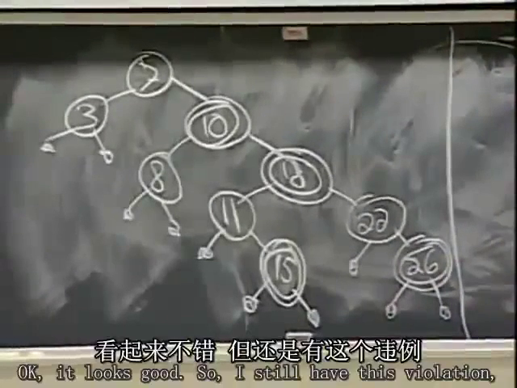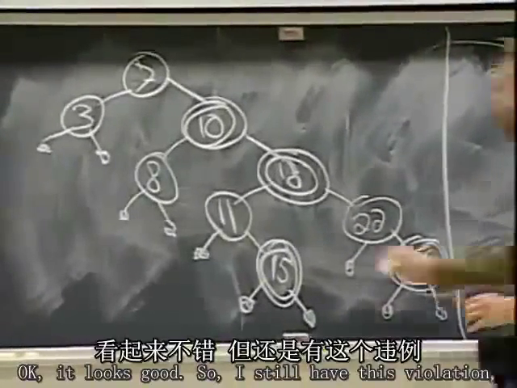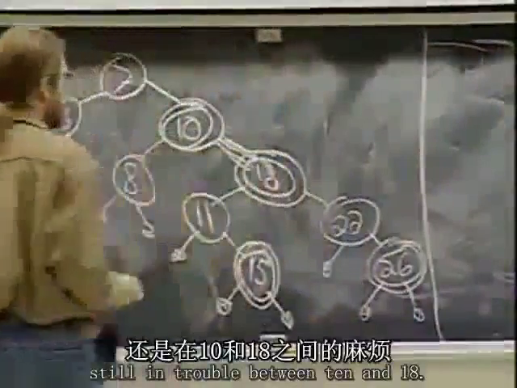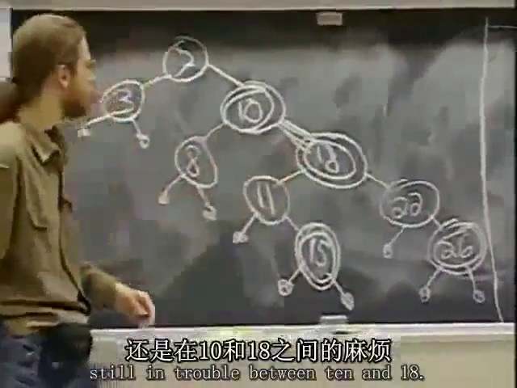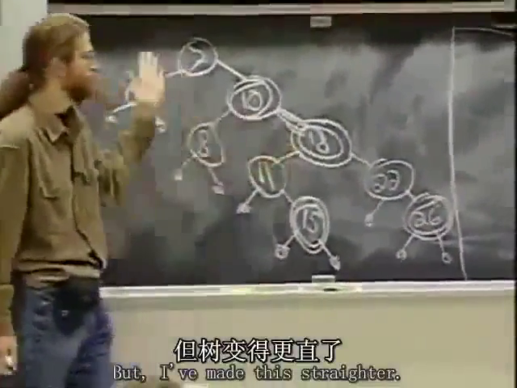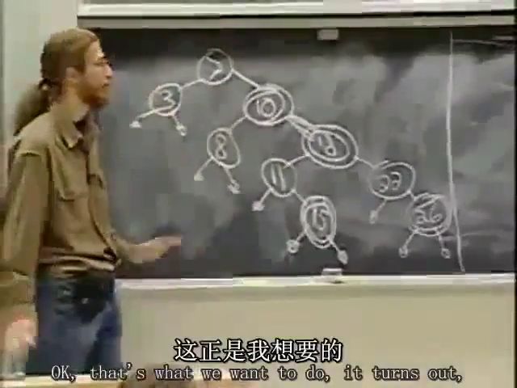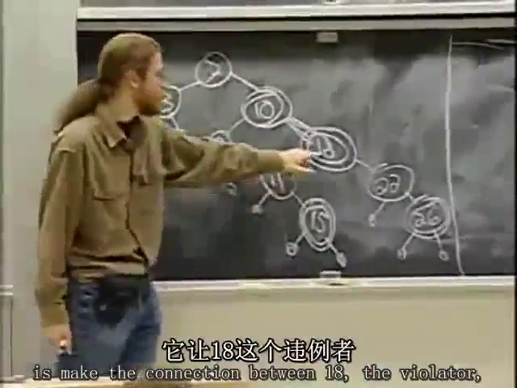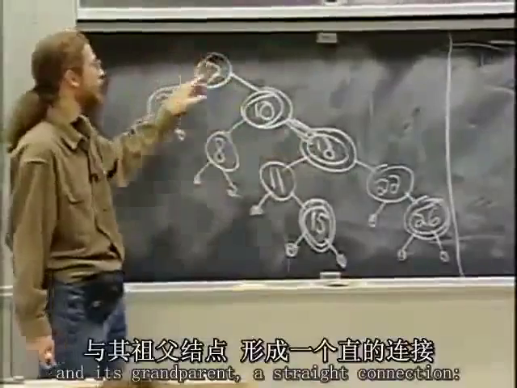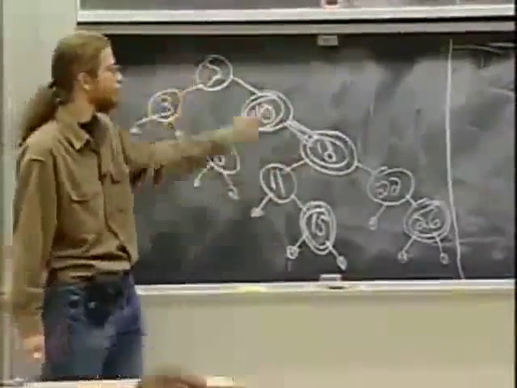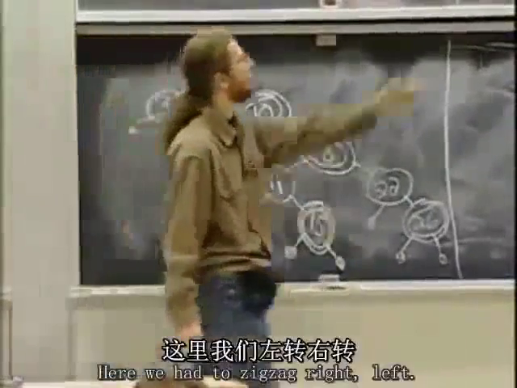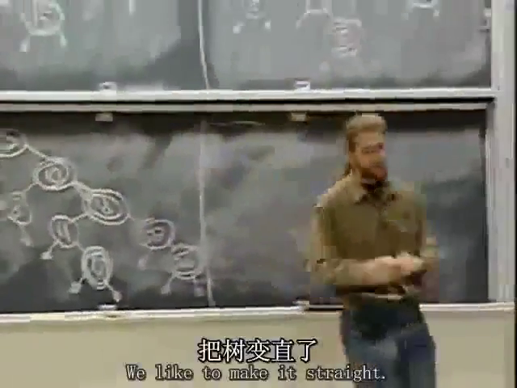Okay, looks good. So I still have this violation, still in trouble between 10 and 18, but I've made this straighter. That's what we want to do, it turns out, is make the connection between 18, the violator, and its grandparent a straight connection, 2 rights or 2 lefts. Here we had a zigzag right-left. I'd like to make it straight.